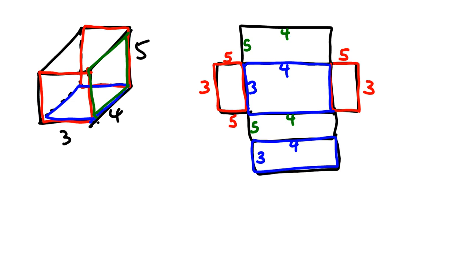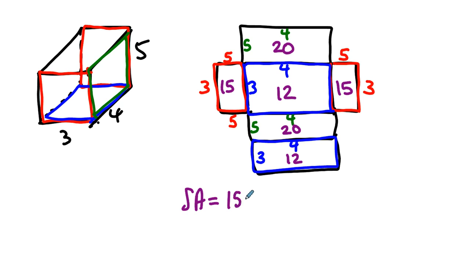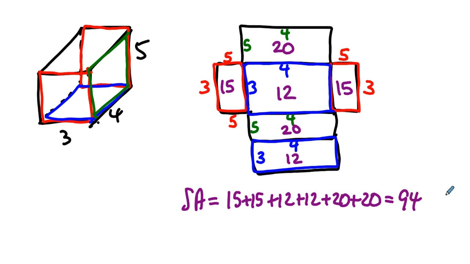So what's the surface area? Well, 3 times 5 is 15, and it also happens on this side. And 3 times 4 is 12, and it also happens on this side. And 5 times 4 is 20, and it also happens on this side. So the surface area is 15 and 15 and 12 and 12 and 20 and 20, and that's 94.